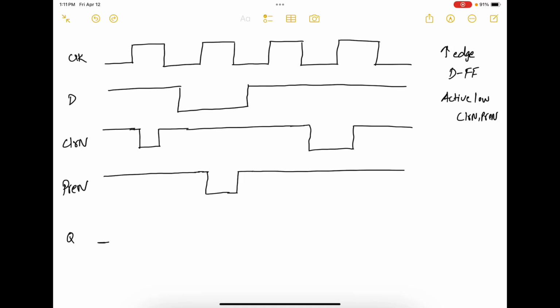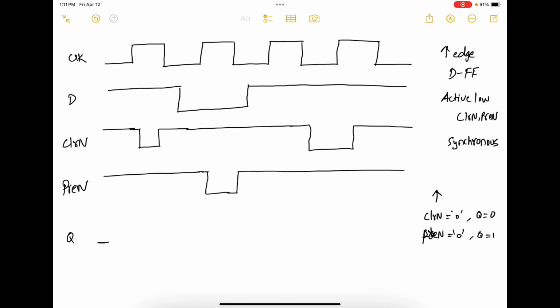Let's take the same waveform that we did in the previous video, with the only difference that ClrN and PreN are synchronous signals. Let's see what happens in this case. Now, since ClrN and PreN are synchronous, at the rising edge of the clock, if ClrN is 0, then Q is 0. And if at the rising edge of the clock, PreN is 0, then Q is 1. Let's sketch the waveform for this.